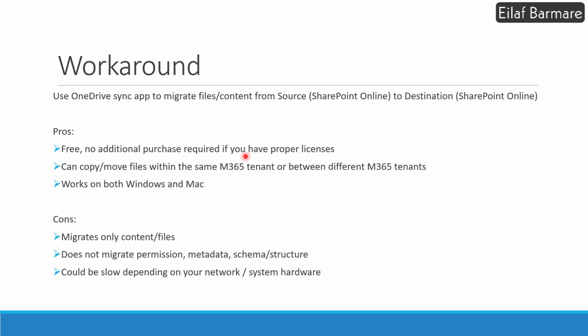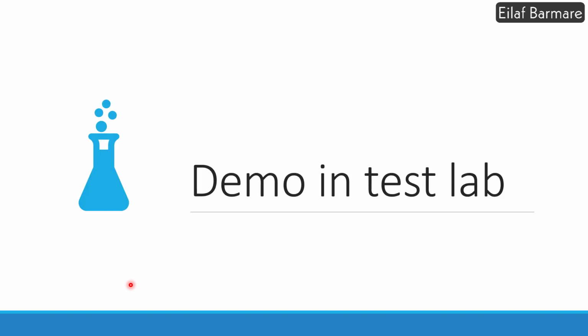You can copy or move files within the same M365 tenant or between different M365 tenants using the OneDrive application. And it works fine on both Windows and Mac OS. If we discuss the cons, the OneDrive Sync application only focuses on content or the files. It will only migrate the files. It will not migrate permissions, metadata, nor the schema or the structure. Migrating using the OneDrive Sync app could be very slow depending on your network or your system hardware. Now moving on to the exciting stuff, we'll see a demo in the test lab.